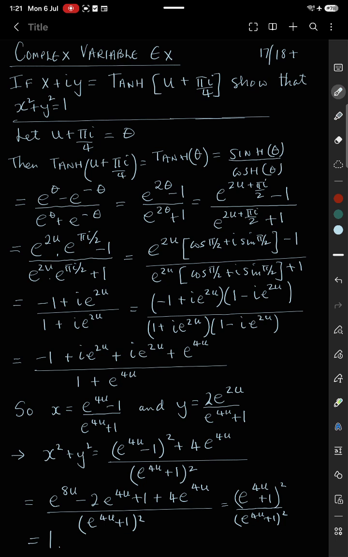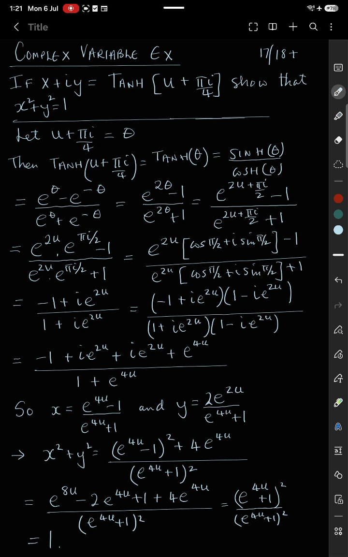And then using Dr. Euler's formula, we get e to the 2u bracket cos pi upon 2 plus i sine pi upon 2 and minus 1, and then the same on the bottom, except the minus 1 is a plus 1. And then that easily simplifies to minus 1 plus i e to the 2u divided by 1 plus i e to the power 2u.